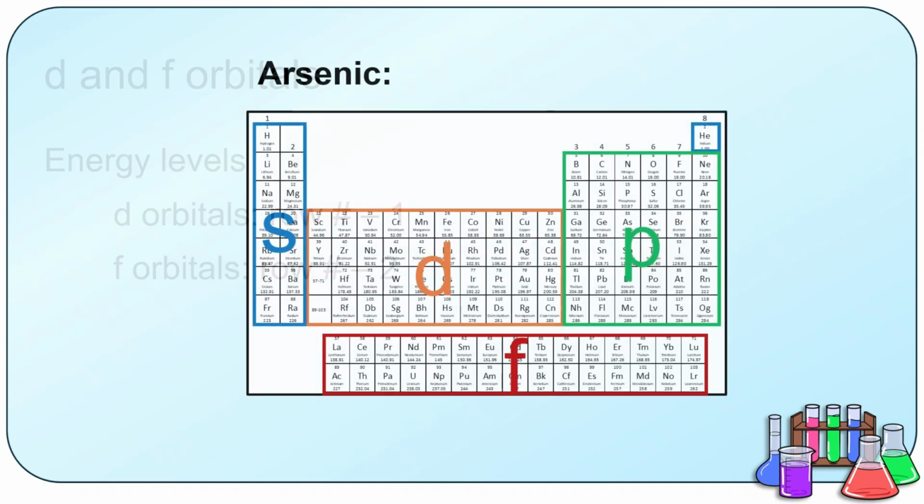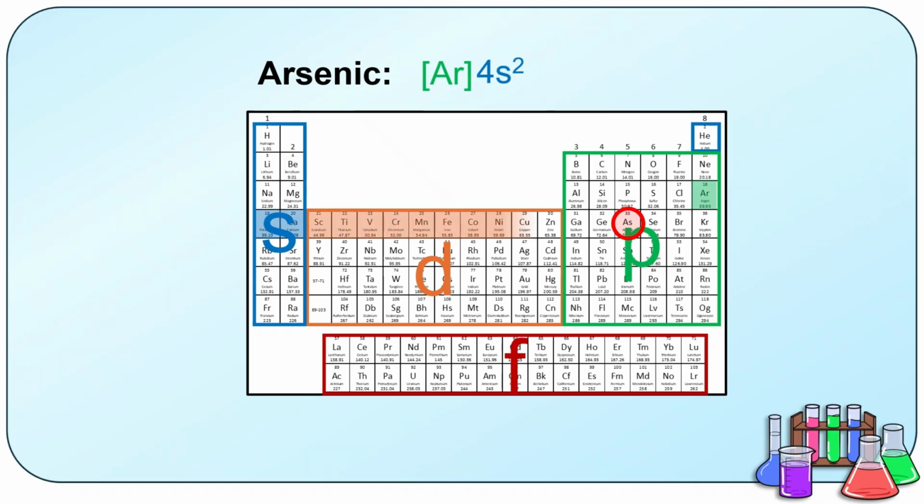Let's practice with arsenic. I'll do the noble gas configuration, so I'll go to the row above. The noble gas is argon, so I'll write Ar in brackets, then 4s2. When I get to row 4 D block, instead of writing 4d10, I'm going to write 3d10. Then I get to the P block, and it'll be back to 4p3.